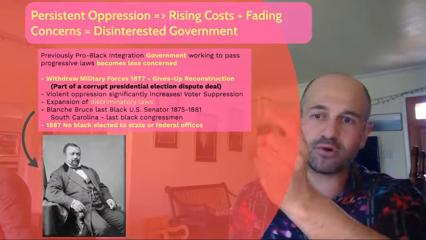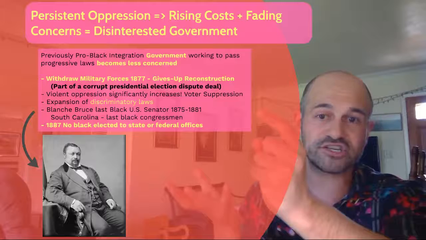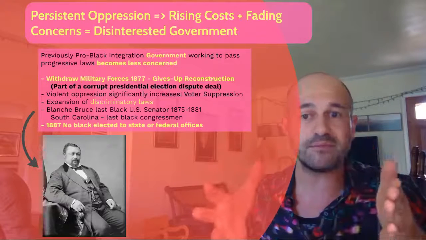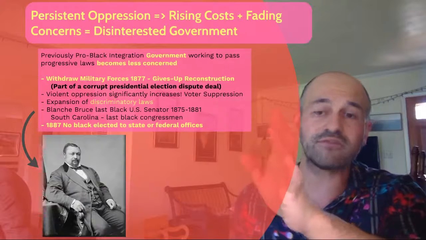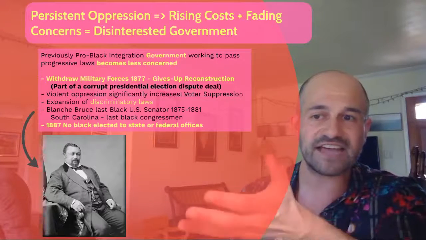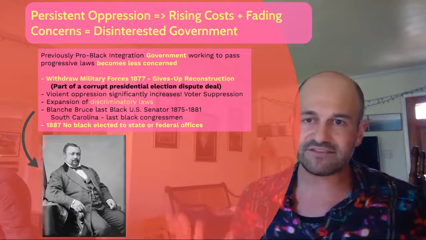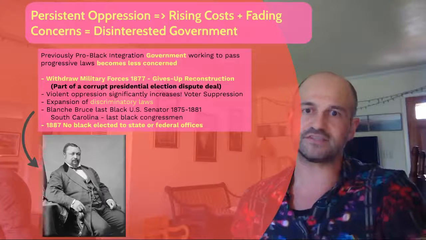And so as the military pulls out, though, violent oppression increases. There's definitely way more voter suppression. There's definitely expansion and implementation of discriminatory laws. Black Congress people or government people are stopped or not elected anymore. 1881 is our last black senator. And by 1887, there are no blacks elected to any state or federal offices.